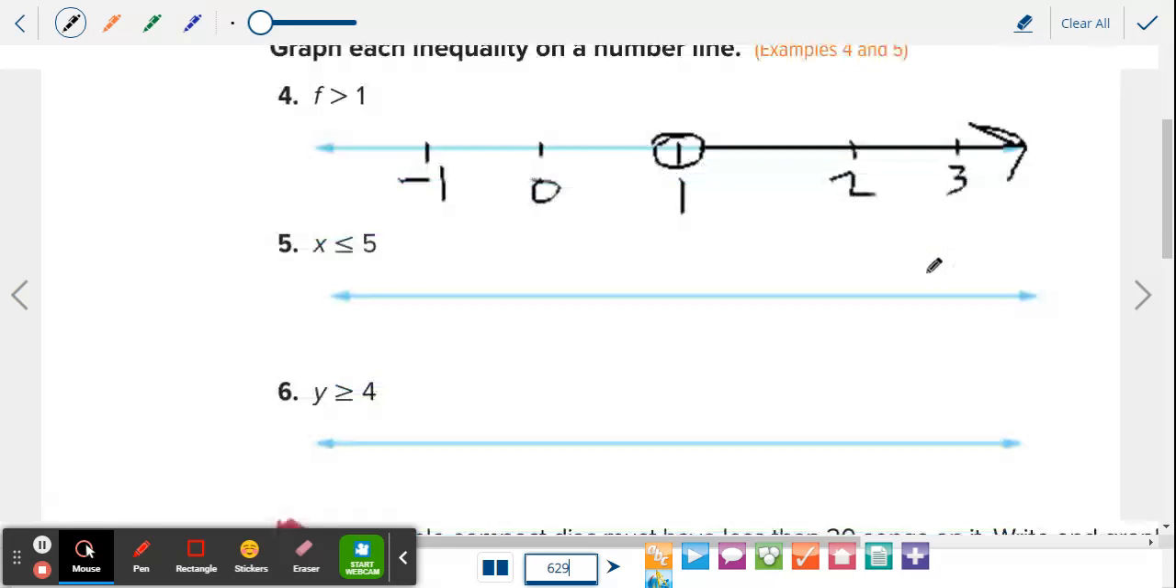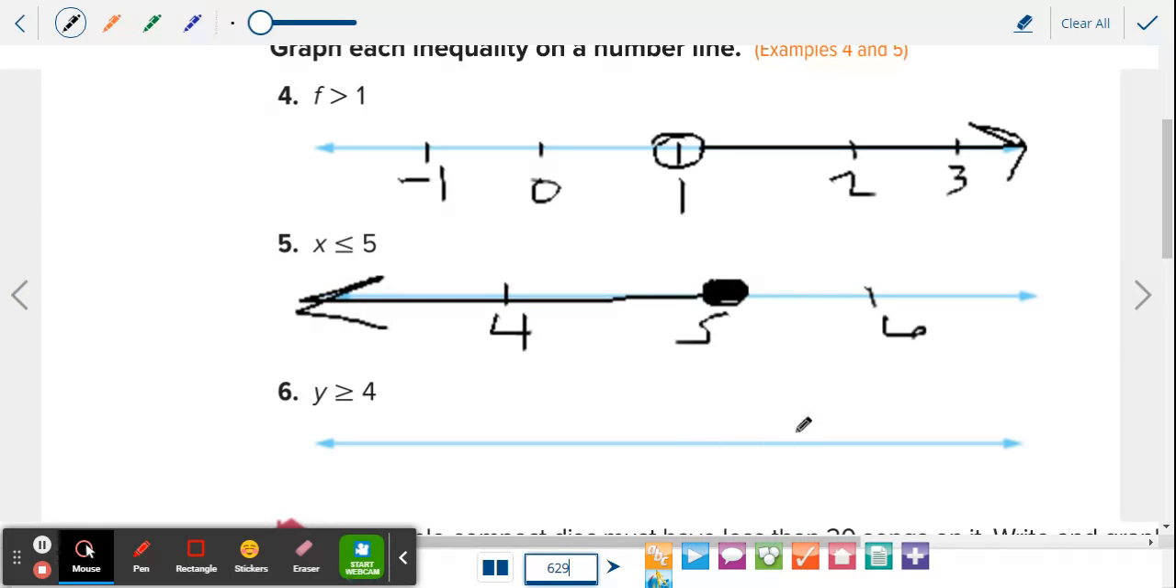So number 5, x is less than or equal to 5. So once again, I just put a couple numbers in down here. Doesn't matter how many you do. Since it's less than or equal to, I put a dot this time because it can equal 5. Now it's less than, so we go to the left, just like that.